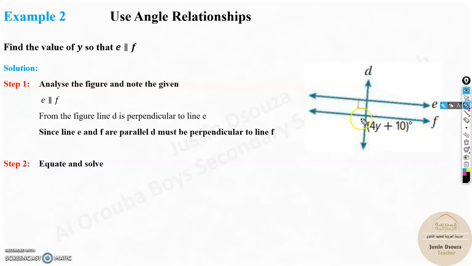Now, if it is perpendicular over here, then everywhere it is 90 degrees. So what you can do is equate this to 90 degrees. So 4y plus 10 is equal to 90 degrees. And now you can easily solve it. Take 10 to the other side. It will be 90 minus 10, that is 80. 80 divided by 4 will be 20. So y is 20. They have asked us to solve for y, and that is the answer.